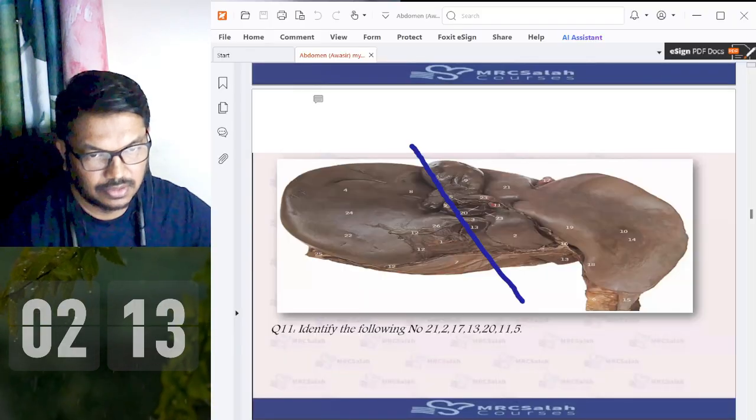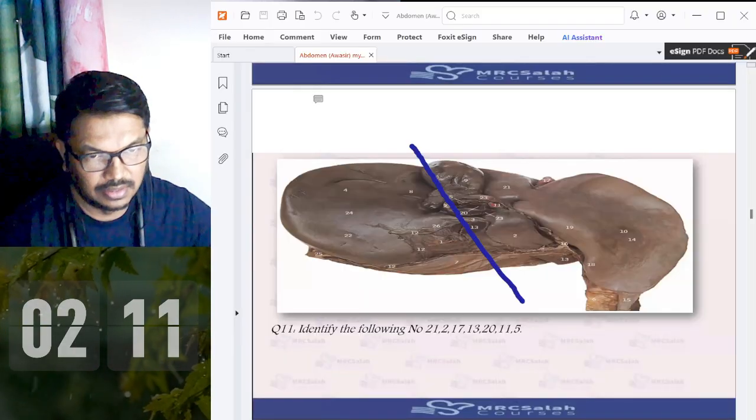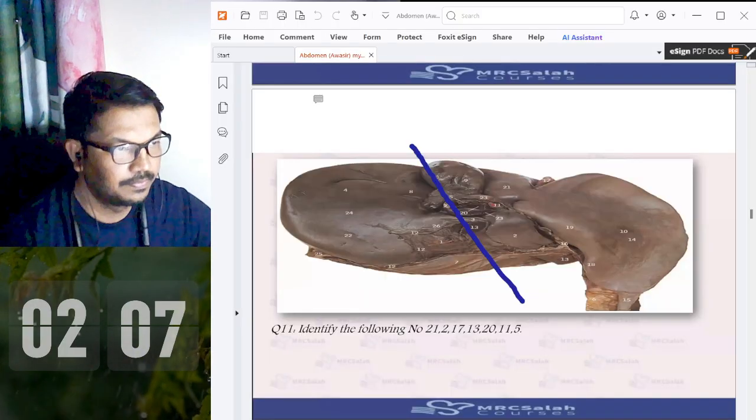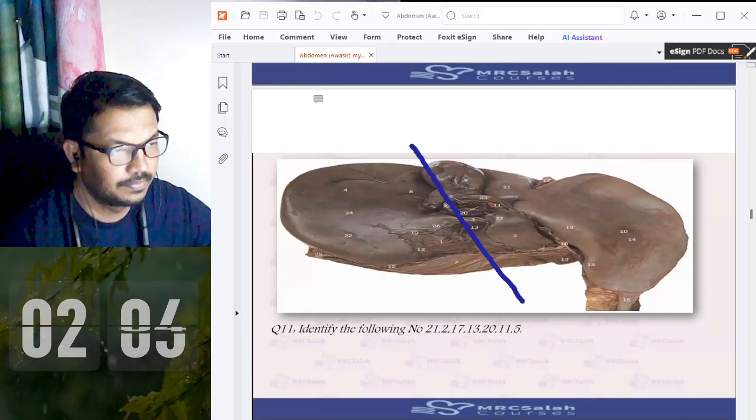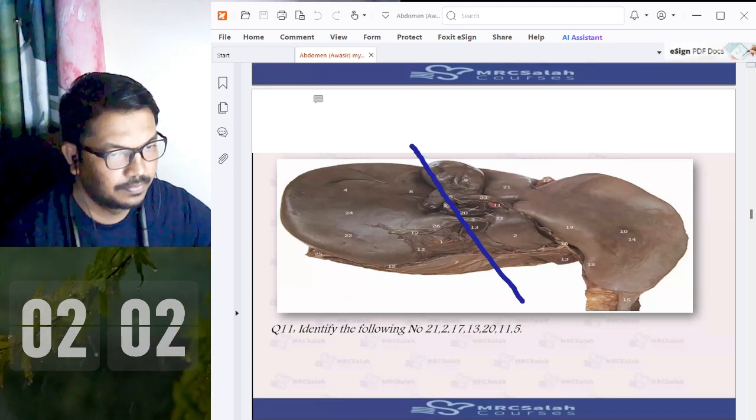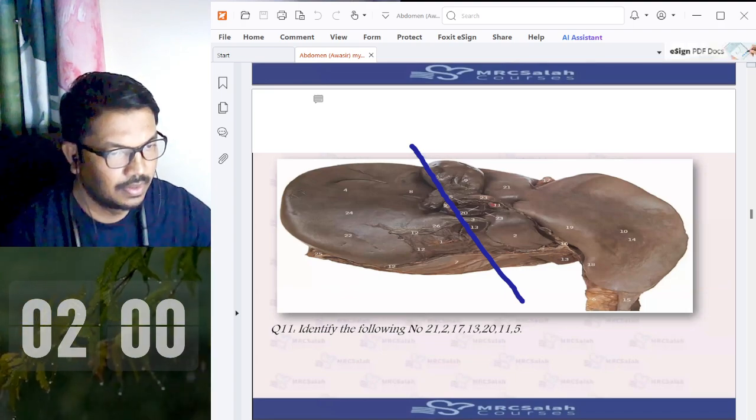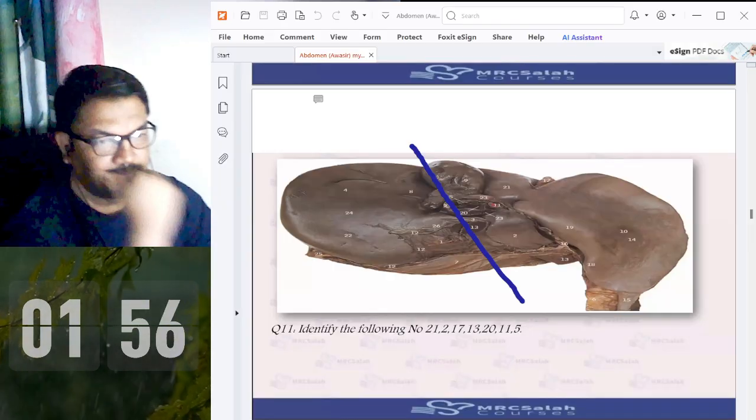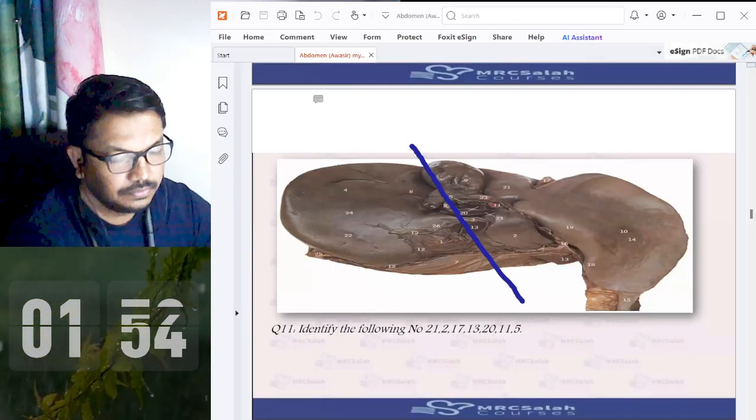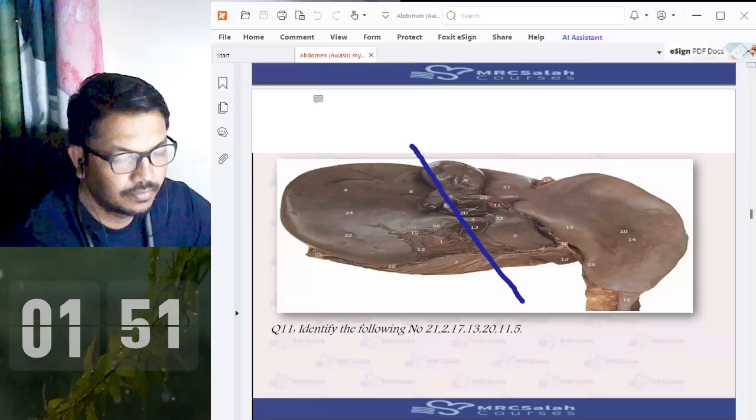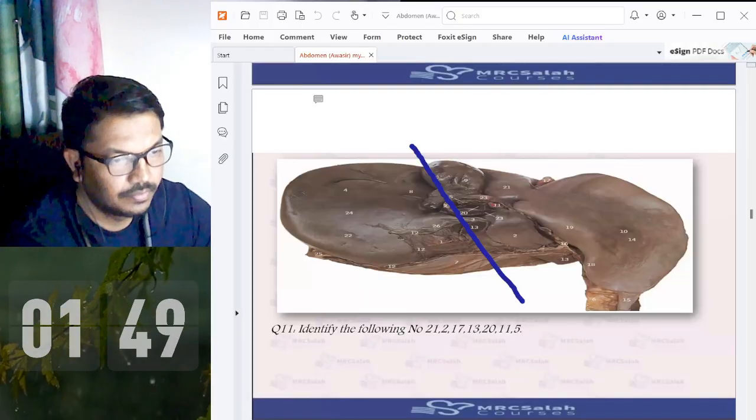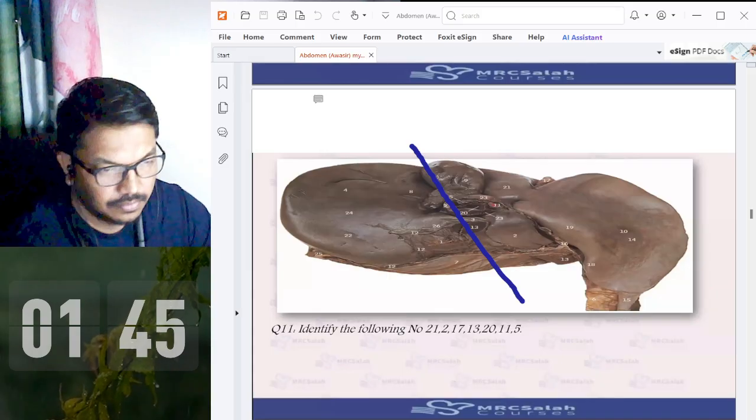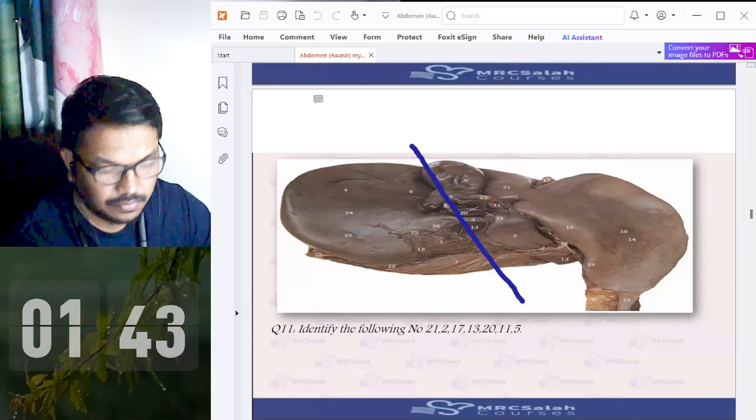Identify these structures: 21, 17, 13, 20, 11, and 5. 11 is the hepatic artery. Number 5 is the common hepatic duct. 20 is the portal vein. 21 is the quadrate lobe. 9 is the gallbladder. And 13 is the inferior vena cava. 17 is the fissure for ligamentum teres. And 16 is the fissure for ligamentum venosum.